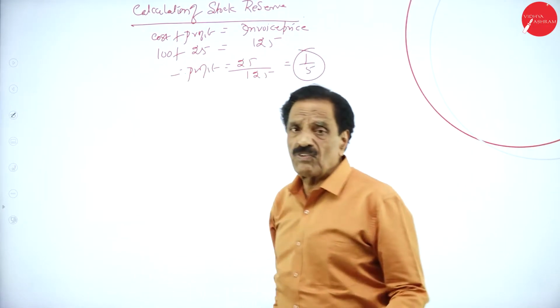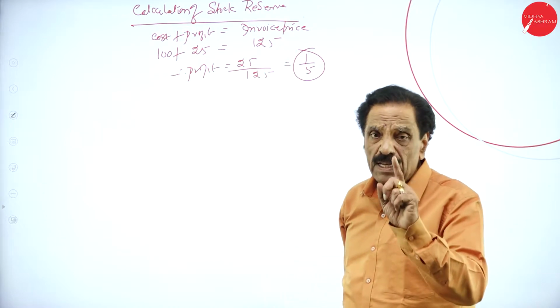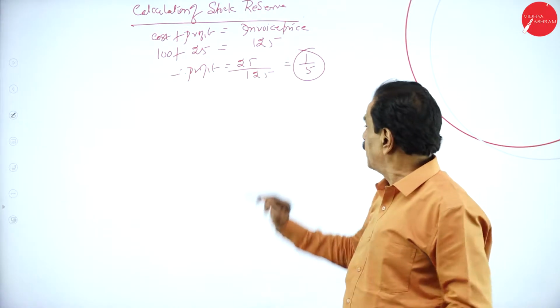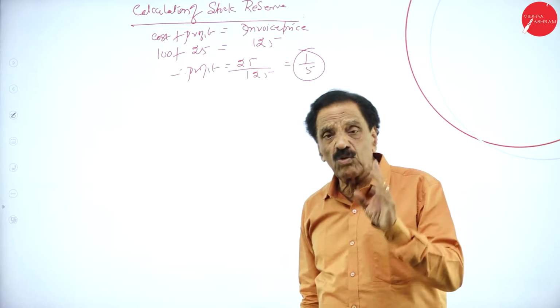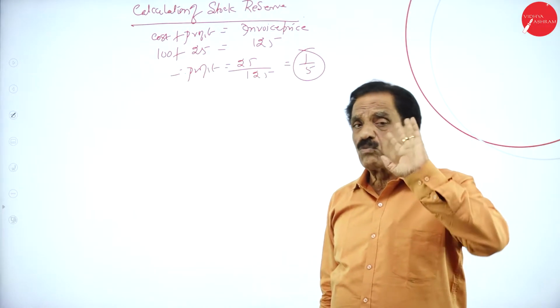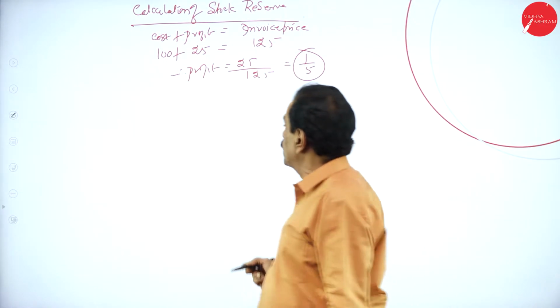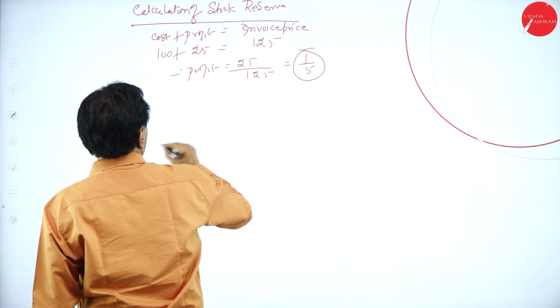I told you 5 is the invoice price, 1 is the profit, 4 is the cost price. So it includes one on opening stock, one on goods sent to branch, one on goods returned by the branch, and one on closing stock. Calculation of stock reserve.